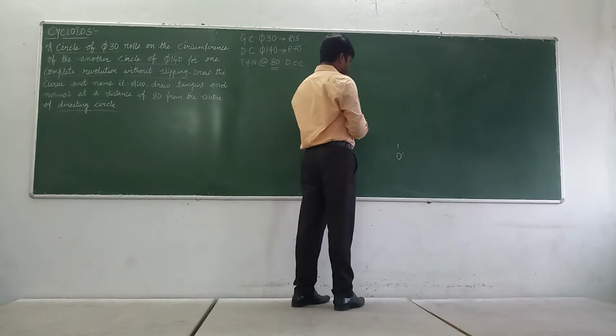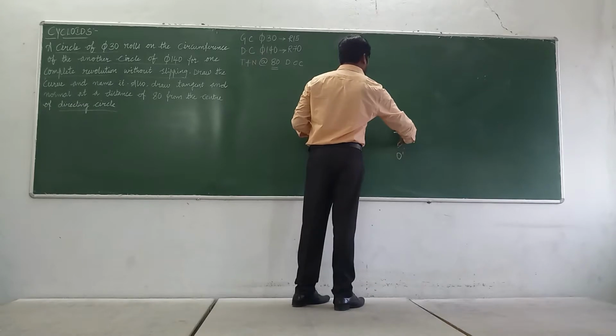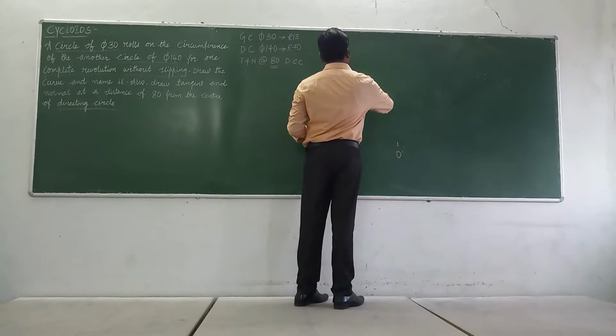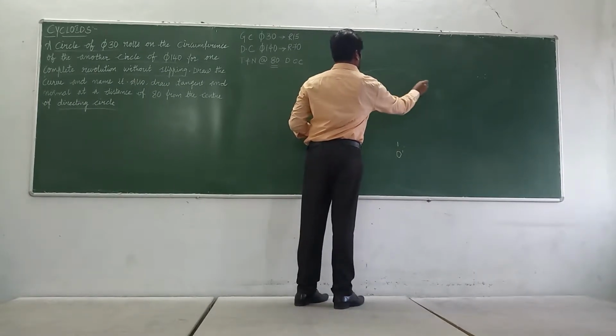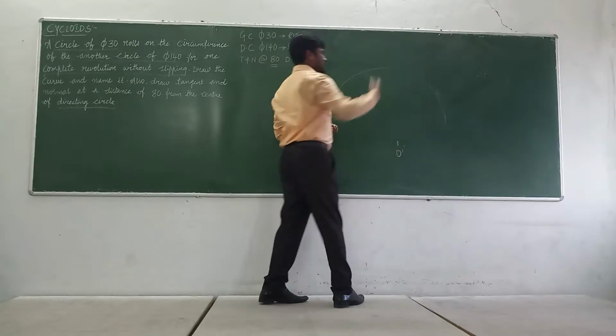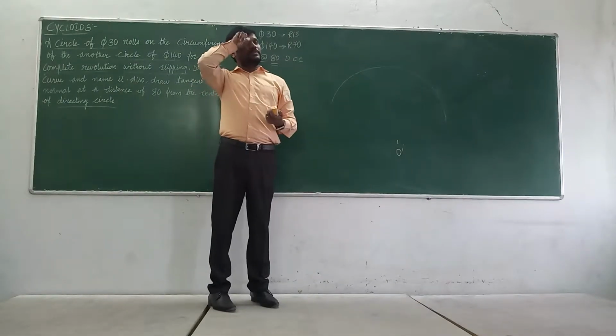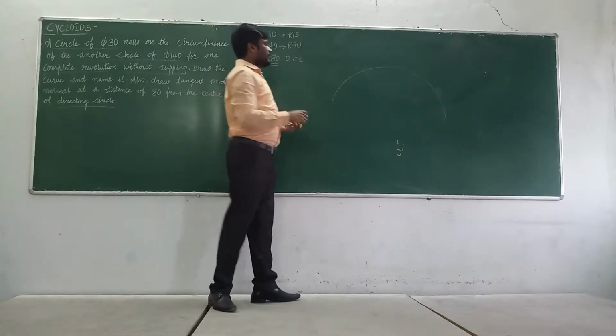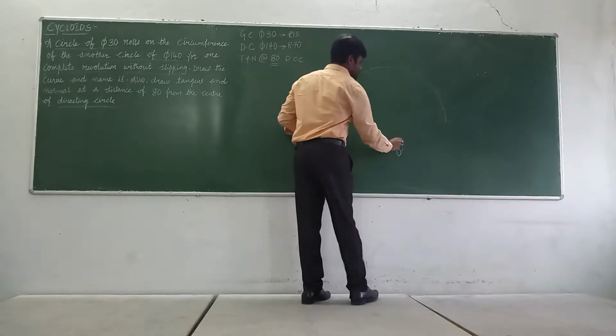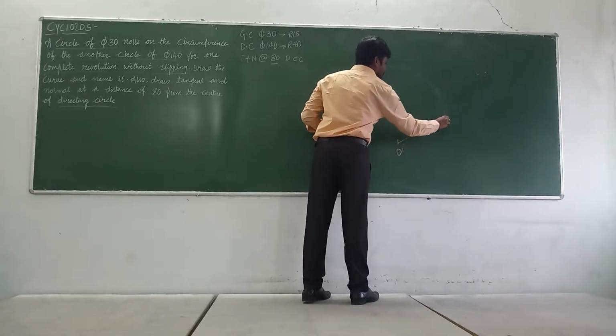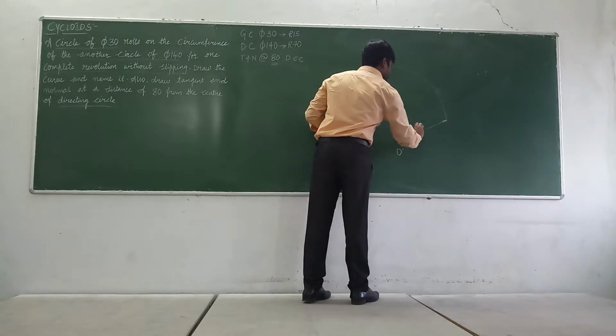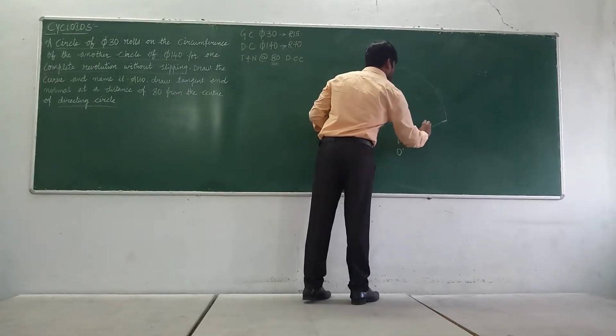I am going to plot a curve. This has center O dash, draw with 70. Instead of drawing a full circle, you just draw a semicircular part of the circle, an arc with radius 70.